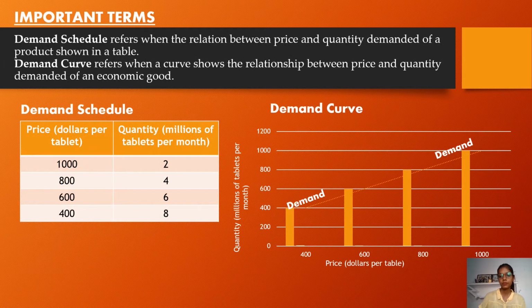There are some terms which define demand: demand schedule and demand curve. Demand schedule refers to the price and quantity demanded of a product shown in a table, while the demand curve shows the relation between price and quantity demanded in a graphical way as a curve.